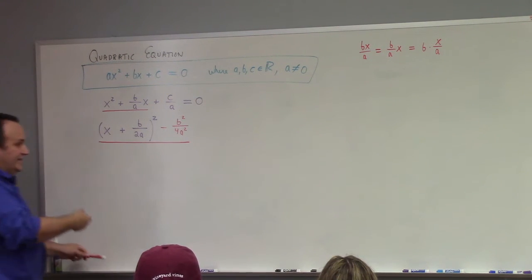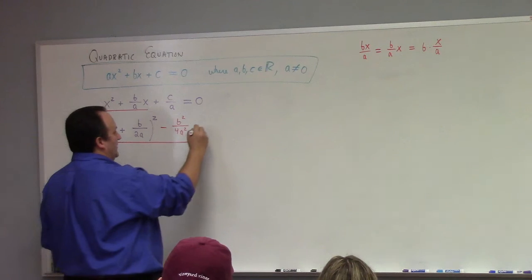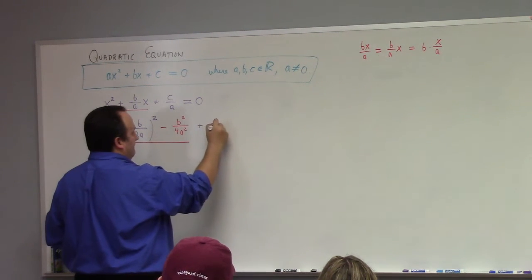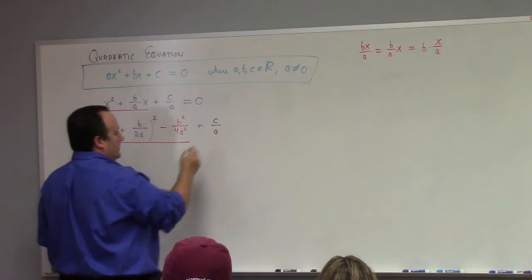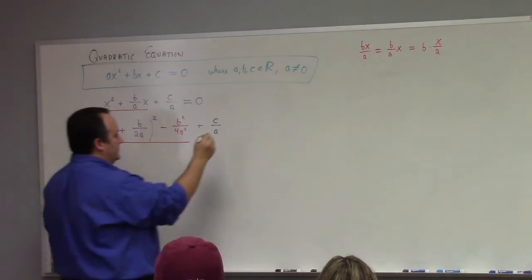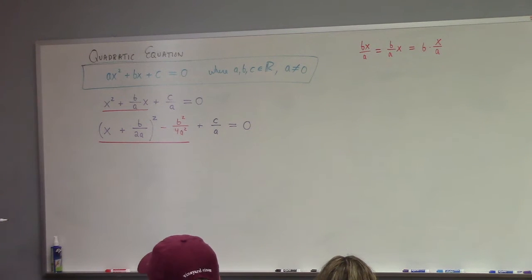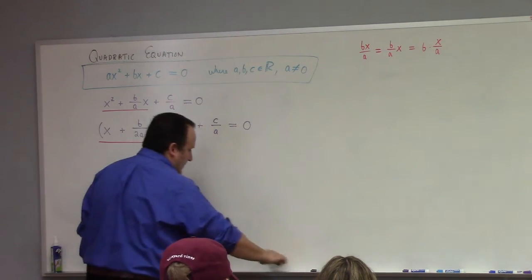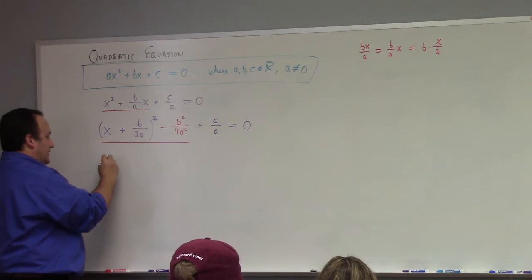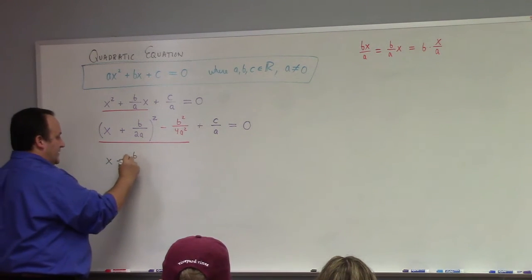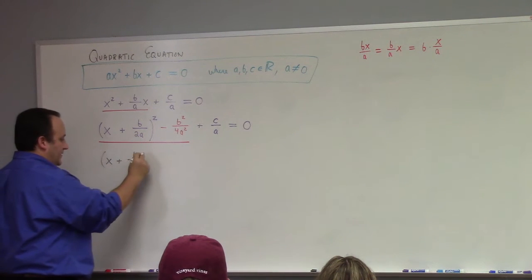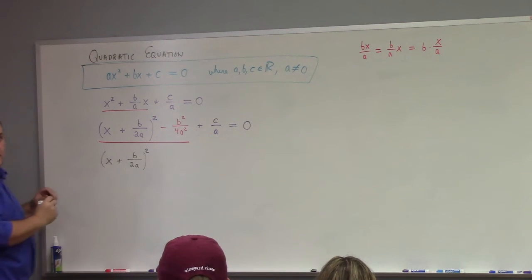Now the plus c over a is still there, and that's all equal to 0. Now, what I do is I rewrite this one more step as x plus b over 2a quantity squared.